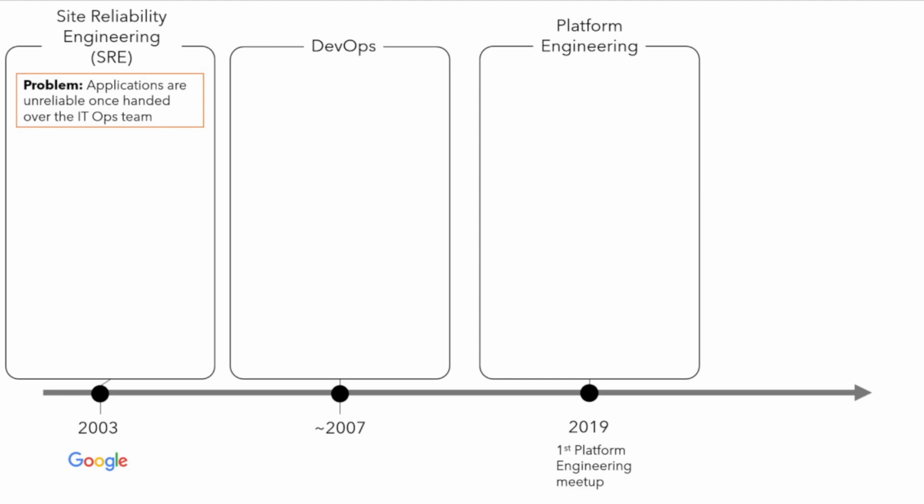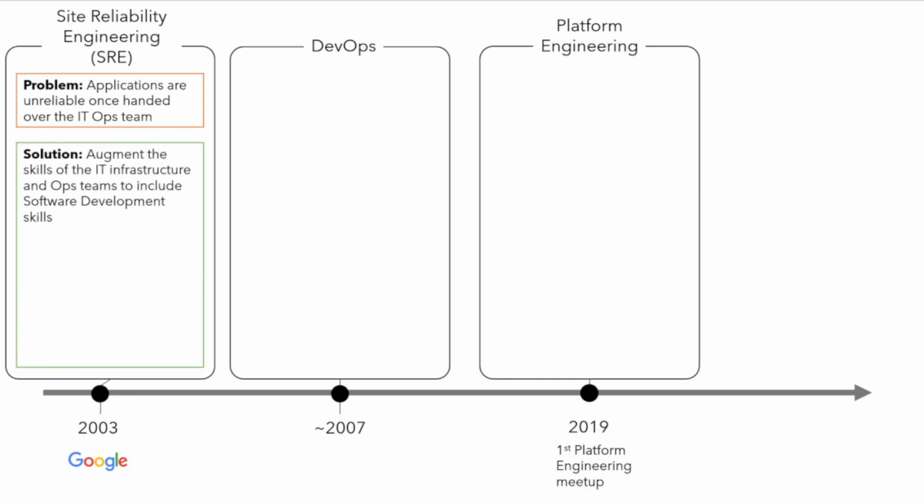Going back to the timeline, let's look at what happened after 2003, when the solution of augmenting the skills of the IT infrastructure and operations team to include software development skills was introduced by site reliability engineering. In 2004, a new tool named Jenkins was introduced. This tool aimed to increase software development velocity by automating the process of integrating new code and deploying it into production by using CI/CD pipelines.